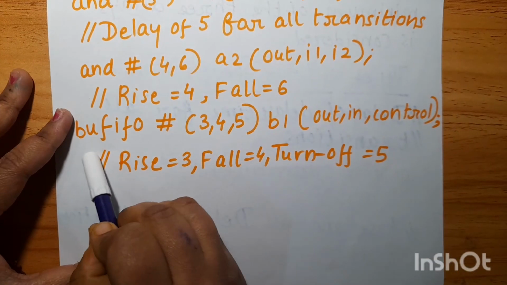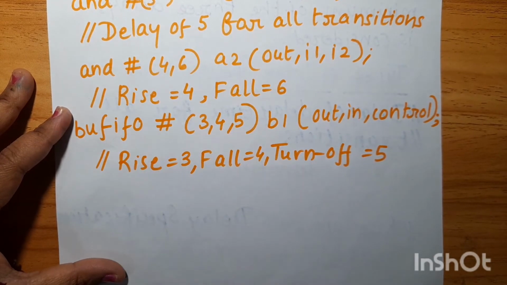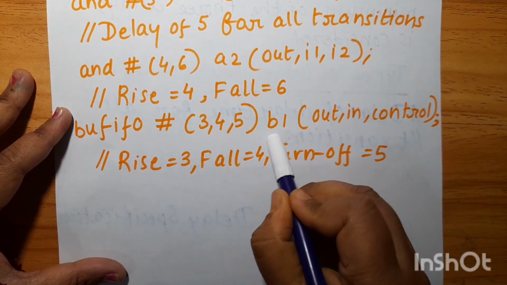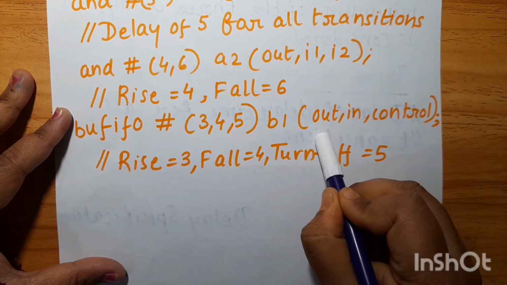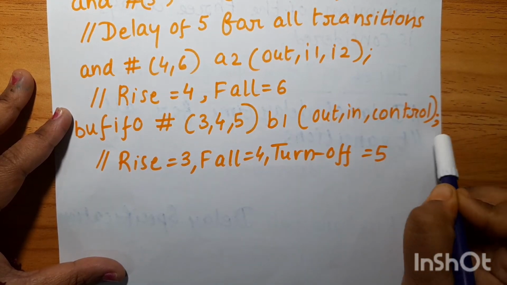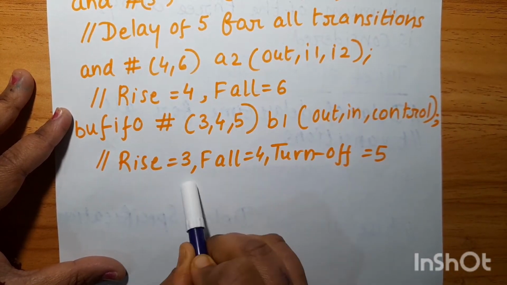Now is the bufif0. This is the primitive gate. Instance name is B1. Out 1 is the output. In and control are the inputs. 3, 4, 5. Rise value 3.